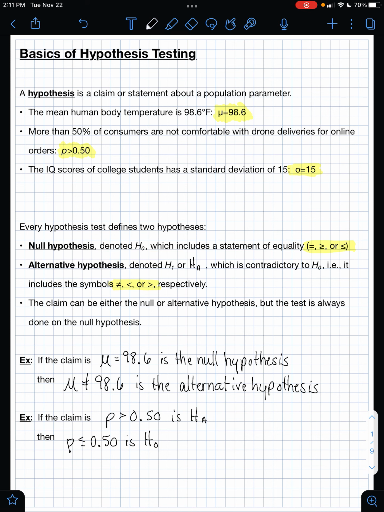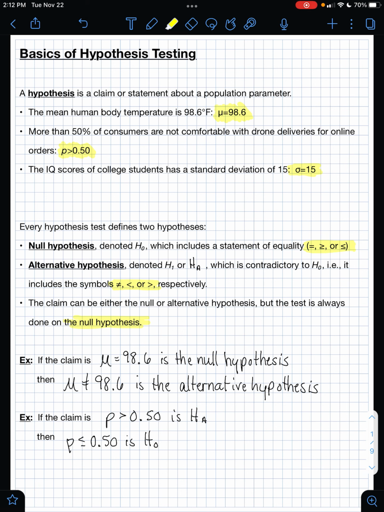We always need both because we need contradictory statements so that when we make a decision about one, we automatically have a decision about the other. And the fact of the matter is that the test is always done on the null hypothesis. When we test, we are always testing the null hypothesis, whether the claim was the null hypothesis or whether the claim was the alternative hypothesis. Either way, we will always be testing the null hypothesis. The reason for this is that the null hypothesis is the one that includes the statement of equality.